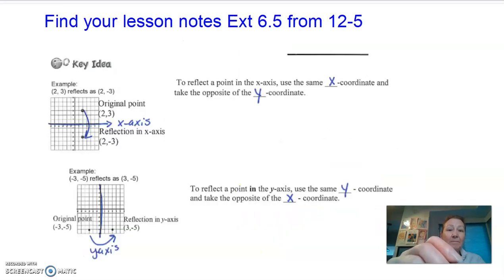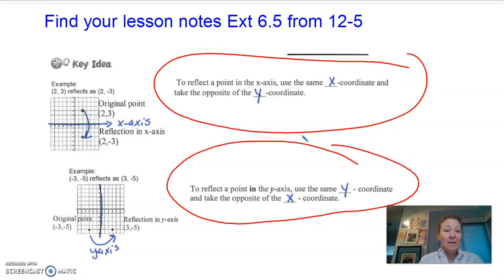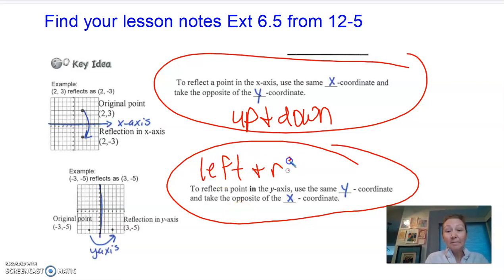Okay, that's graphing. And then we had some notes on reflecting. And this is like the big ideas that I try to make you think about. If you reflect across the x-axis, notice it's actually going up and down, right? The point, if it was up, it moves down. If it was down, it moves up. And the reflection across the y-axis goes left and right. And then I want you to think about this.